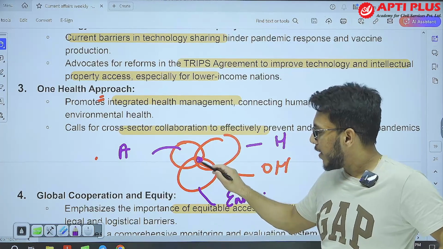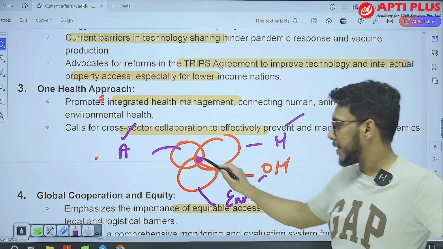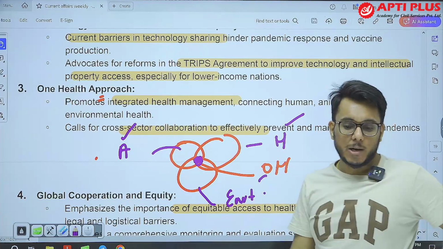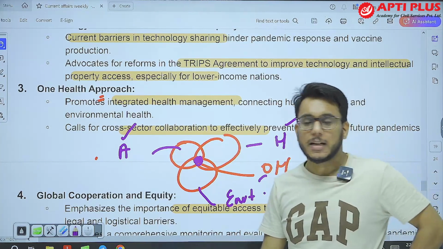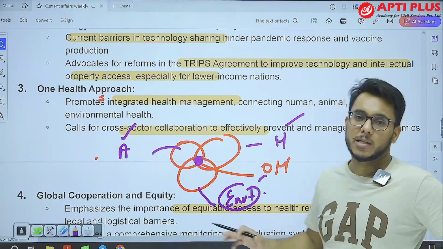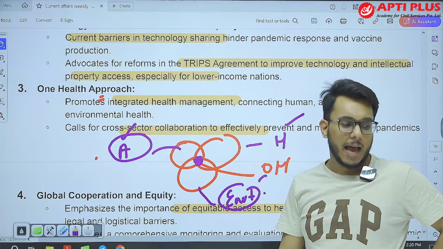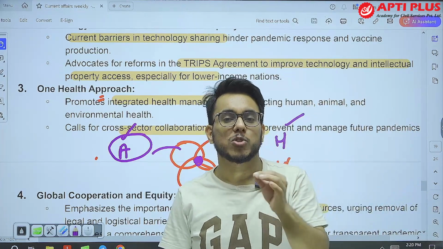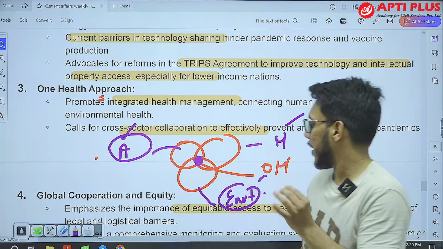Here, in between, where the animal is healthy, the human is healthy, and the environment is healthy, here One Health will be achieved. You cannot keep humans healthy in isolation. Humans will not be healthy until and unless the environment is healthy, until and unless animals are healthy. So One Health provides the integrated approach of health towards environment, animal, and human.